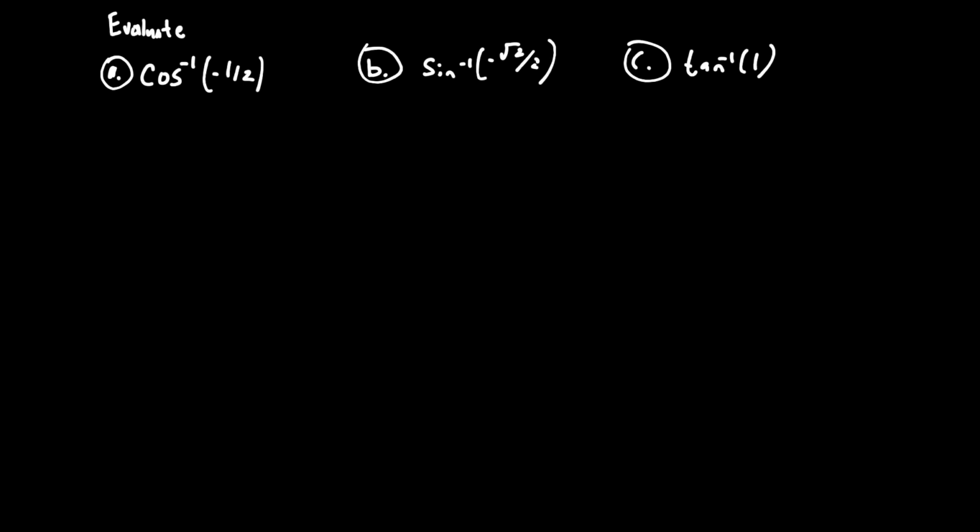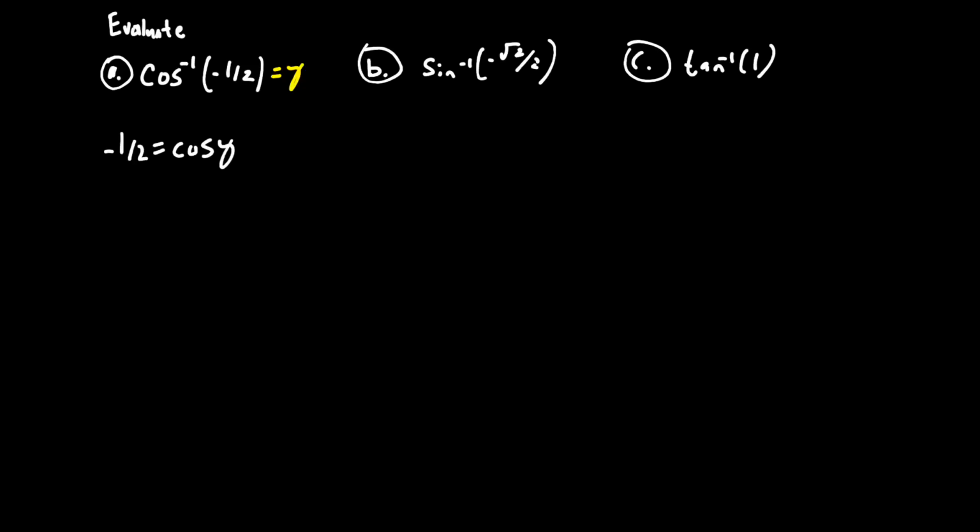In this example, we want to evaluate the following inverse trig functions. Let's look at part A. In part A, we want to find the cosine inverse evaluated at -1/2. We'll set this equal to y. Now, by definition of an inverse function, this is the same thing as saying -1/2 is equal to cosine y.